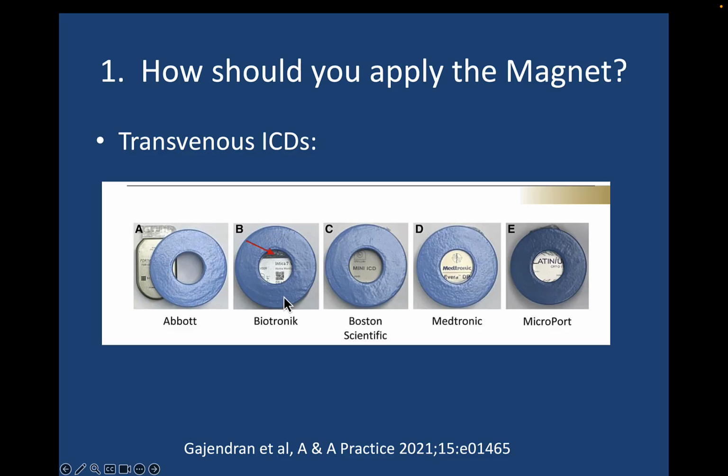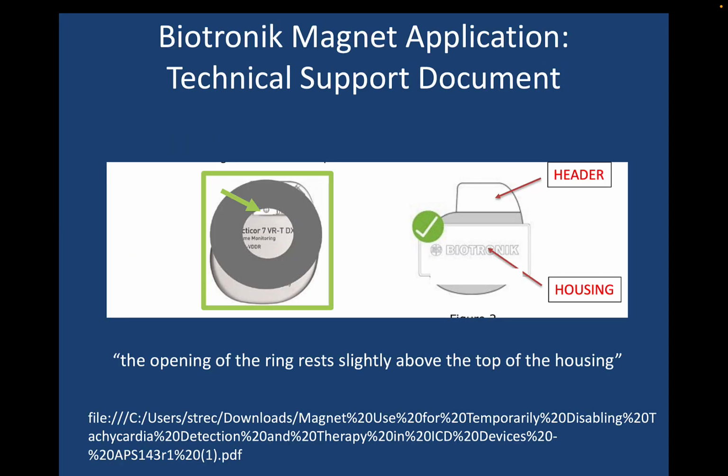Biotronik says to put the magnet such that it's slightly above the top of the housing, sort of opening up a little bit of a window to the header. I'm going to just show you this slide to make this a little bit more obvious. This is Biotronik's technical support manual. The header is on the top, and then the housing, which is where all the circuitry is and the capacitor and the battery and so on, is below.